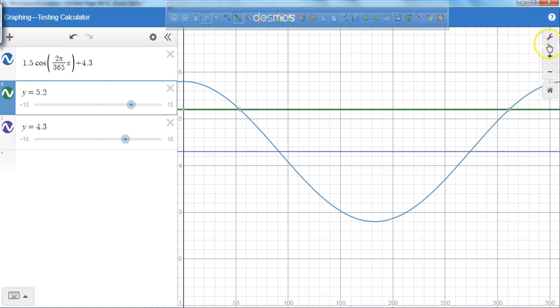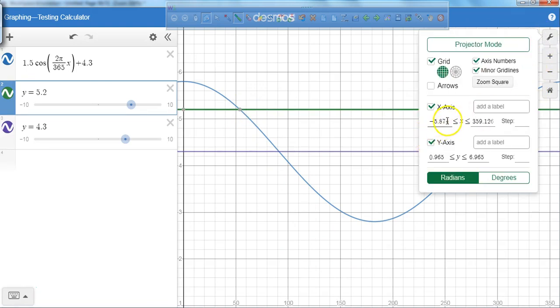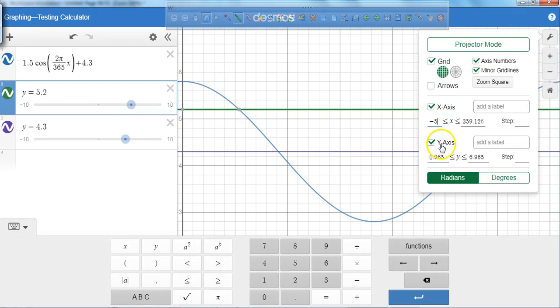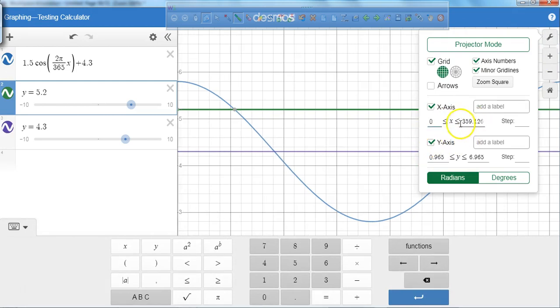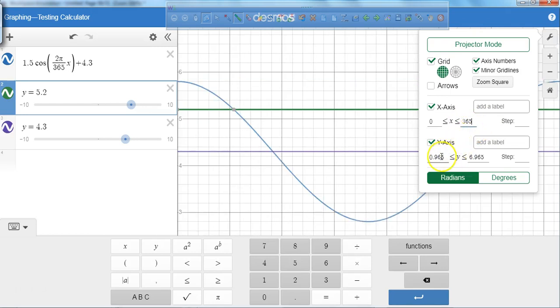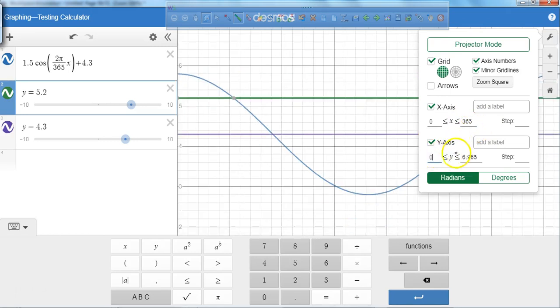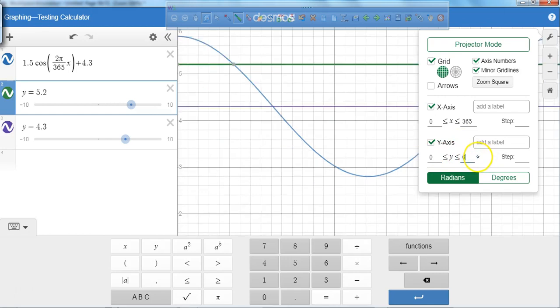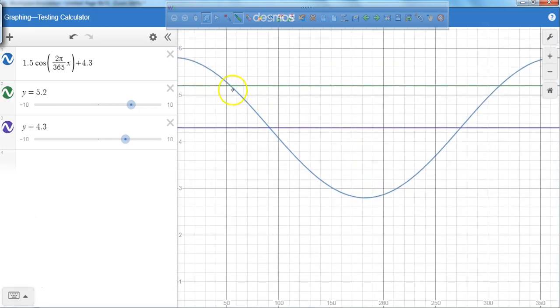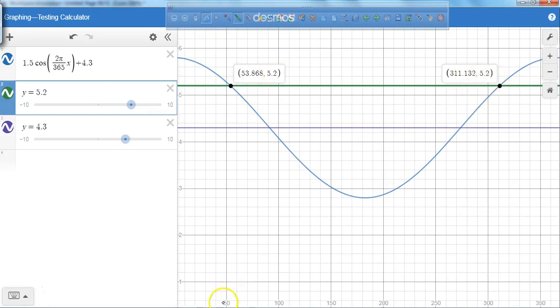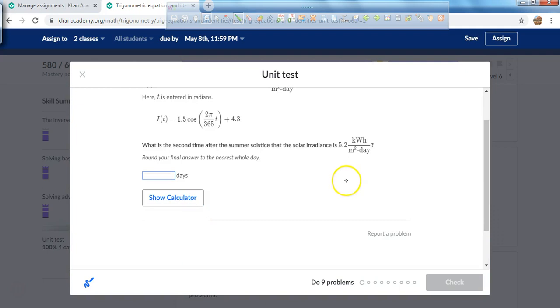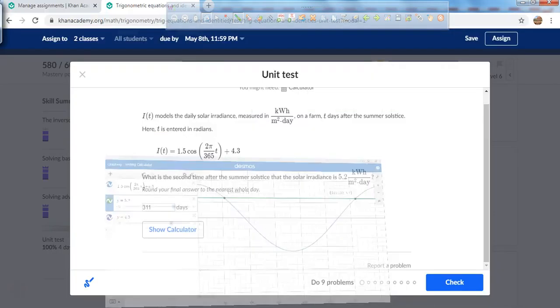Now if you're wondering what the settings on my graph are, I set the settings at 0 to 365 so I could see it. And then here I just set the settings from 0 to 6. That allows me to see the graph and see, hey, there's the first time it hits the 5.2, there's the second time that it hits the 5.2. So that's why I feel pretty confident. I'm going to go ahead and type in 311. Make sure I've rounded it correctly. That would stink if I didn't. Okay, I did. 311.